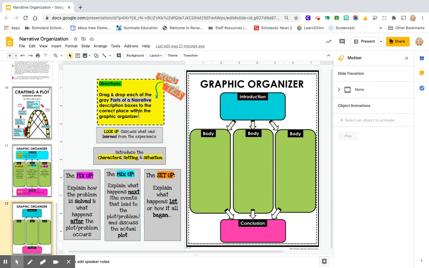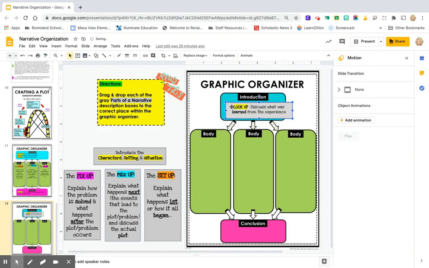And so the directions say you're going to drag and drop each of these gray parts of a narrative description boxes to the correct place within the graphic organizer. So you're going to read each one of these boxes, and you're going to drag it and say, where does this one go? So, the lookup, where they discuss what is learned from the experience. Would you drag that to the introduction, to one of the body sections, or into the conclusion? And wherever you decide, you're going to drag it, and then go to your next one.